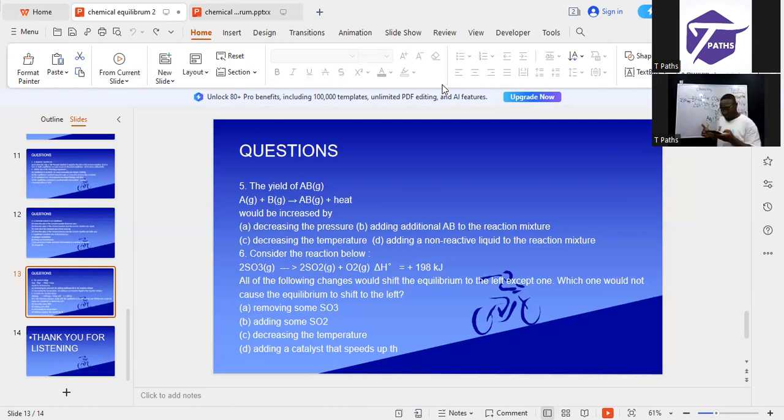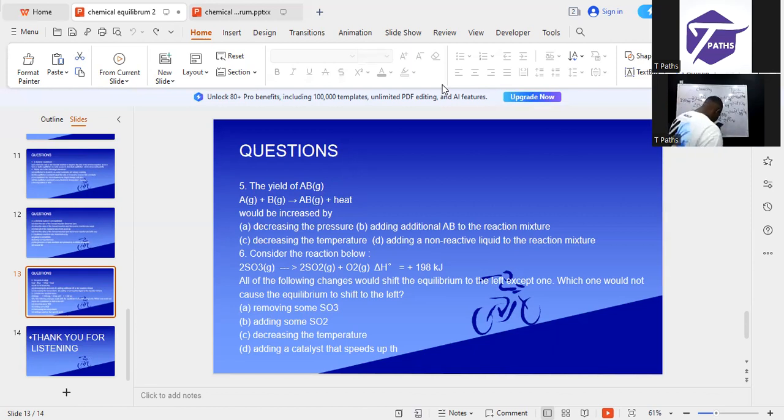Very good question. Option A, the removal of SO3. Let's keep that one aside. B, adding some SO2. Let's keep that one aside. C, decreasing the temperature. This is an endothermic reaction. If you decrease temperature, the equilibrium will shift to the left. So option C is correct. Check on that. D, adding a catalyst that speeds up the reaction. Option D is also what? Correct.